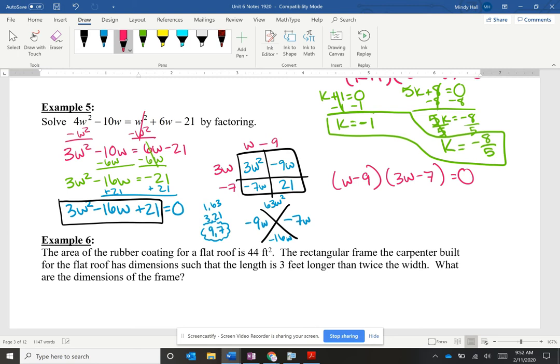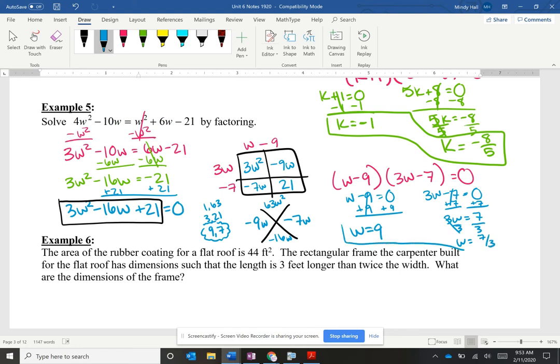And it is still going to be equal to 0, because remember over here in the blue, this factored is these two things, and then equal to 0 still. And so then we take the two factors, and we set them equal to 0. And then we solve them. So with w minus 9, we just have to add the 9, and that gives you w equals 9. And with the other one, we're going to have to add 7, which gives me 3w equals 7, and then divide by 3. So then w is just positive 7/3.